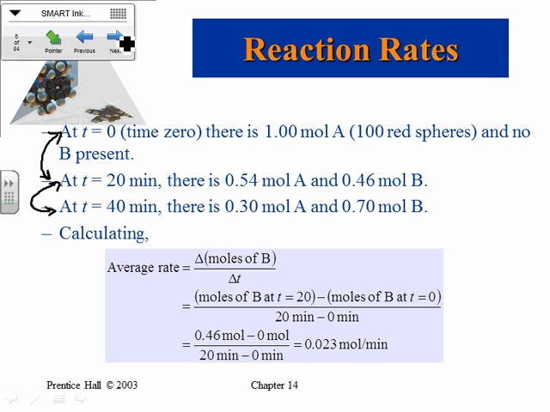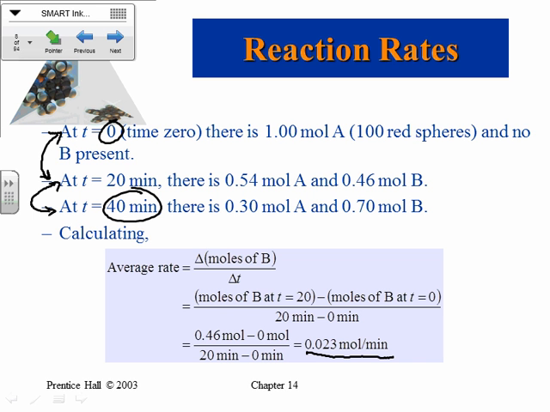The one that would probably be best for giving the overall average rate would be using the 40 minutes and the 0 time. But here, just for the example, we're using 20 and 0. At time 20, you've got 0.46 moles of B. At time 0, you have 0 moles of B. You just take the 20 minutes minus 0 minutes, and that's going to give you 0.023 moles per minute as your rate.